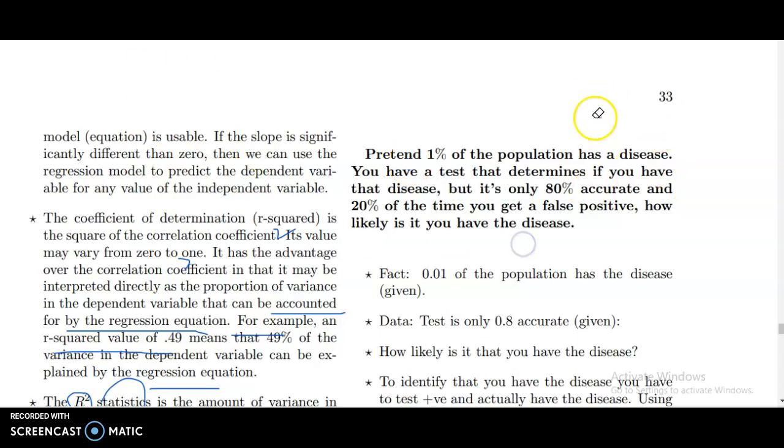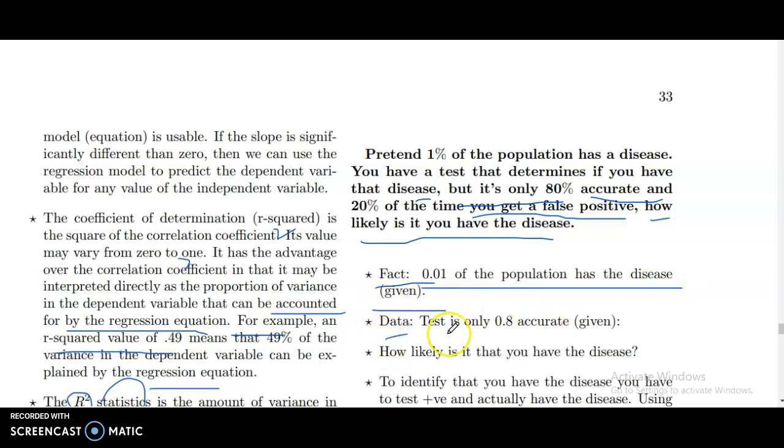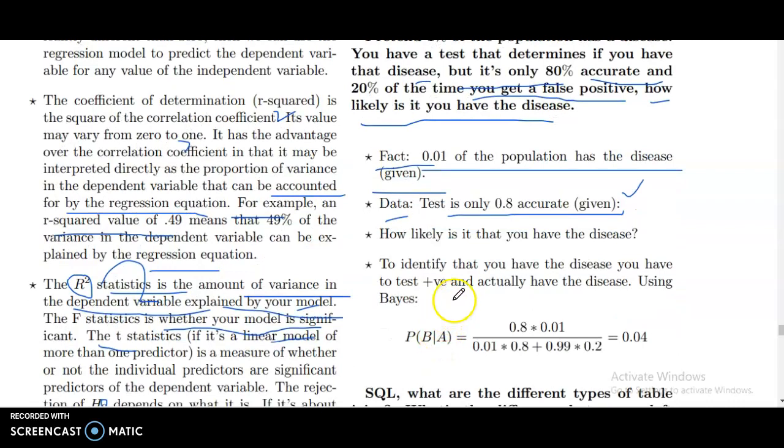Pretend 1% of the population has a disease. You have a test that determines if you have that disease, but it is only 80% accurate, and 20% of the time you get a false positive. How likely is it that you have the disease? Given: 0.01 of the population has the disease. Test is only 0.8 accurate.